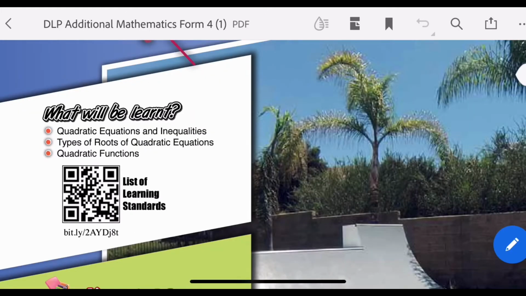Let's see what will be learned. Quadratic equation, I guess you all have no problem. But inequalities, you have problems, I know. And the type of roots of the quadratic equation, some of you cannot recall the concept because you don't understand. And then the quadratic functions, we have many concepts involved. So I will try my best to make you understand through video teaching.